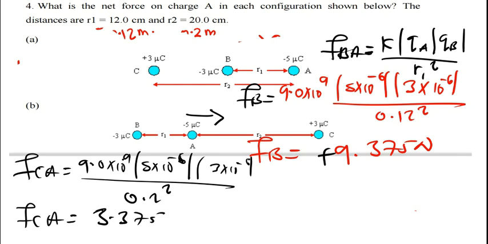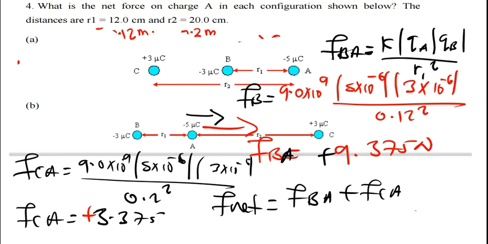Let's see. This is negative and that is positive. What do we expect? Since it's going to be attracted, it's not going to be the same as before. A is going to be attracted to C, so it will go in that direction. So this will be positive. So the net force is the summation of FBA plus FCA, which is 9.375 plus 3.375.